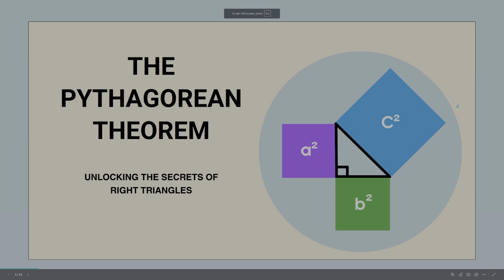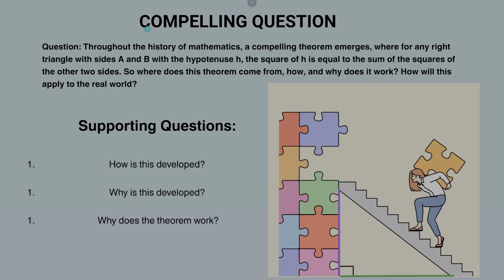Okay, so here's a presentation about the Pythagorean theorem. The overall compelling question is: throughout the history of mathematics, a compelling theorem emerges where for any right triangle with sides A and B and hypotenuse h, the square of h is equal to the sum of the squares of the other two sides.